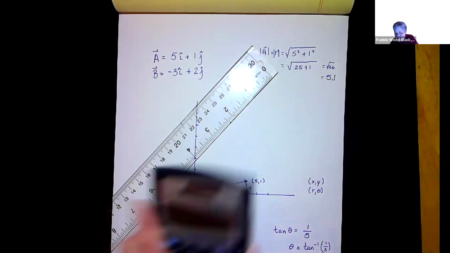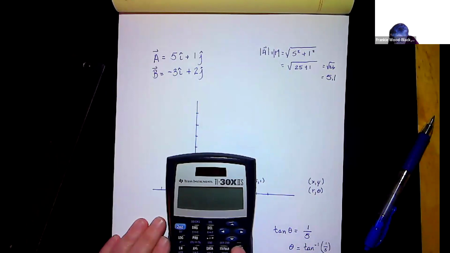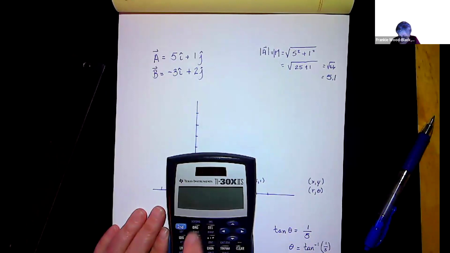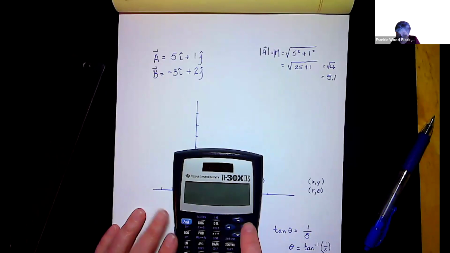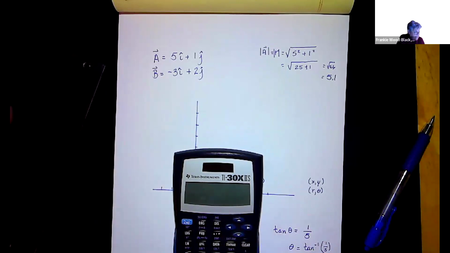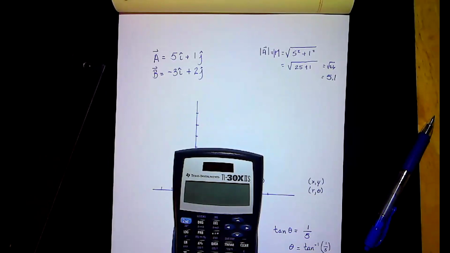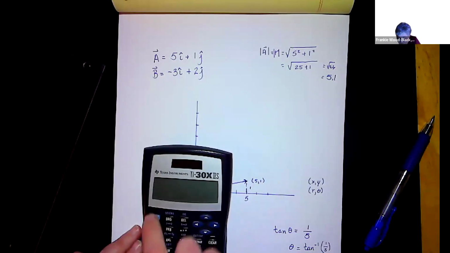And now if I want to make sure that's in degrees, I'm going to go ahead and show everybody here that my calculator is in degrees. I can switch from degrees to radians to gradians by working through my calculator. But I'm going to stay in degrees. So I'm going to do my inverse tangent of 1 divided by 5.